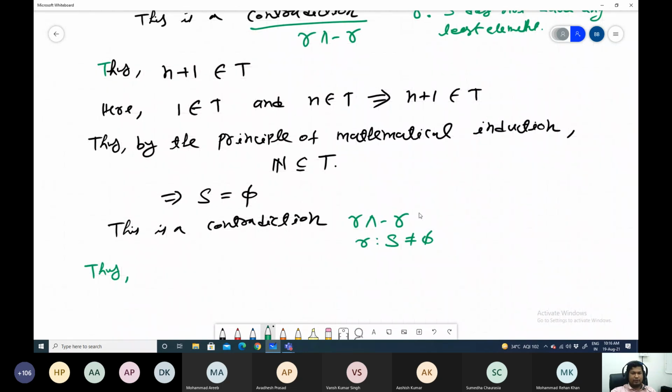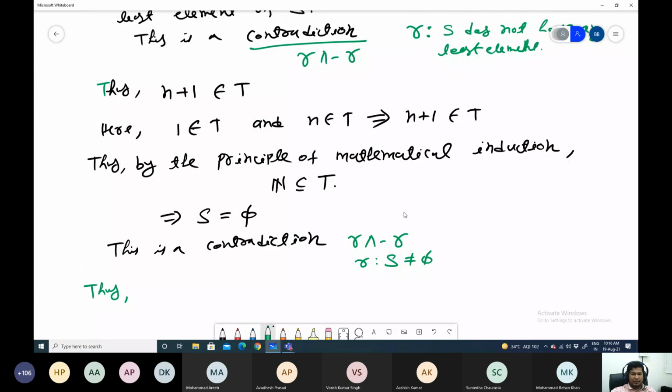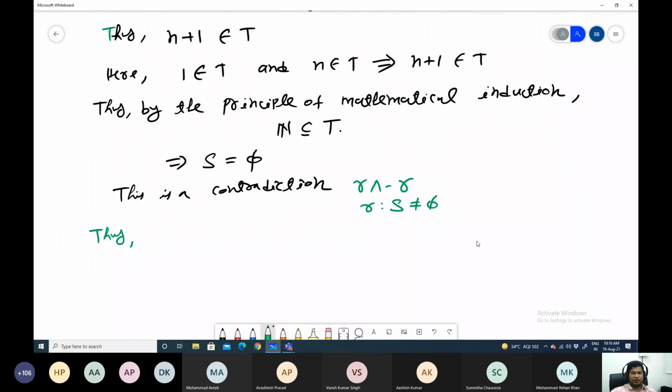It is fine if you don't write this one. That is the reason I am writing here in different colors. So you do not write this, no need to write this one. But to understand the contradiction in terms of logic, I am writing this. In general, in a proof, you do not write this, right? But here I have written this one for the logic part only. Okay, so we get a contradiction. Thus, we can say that.